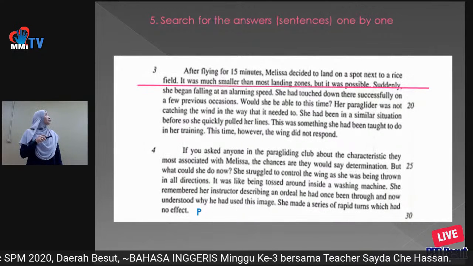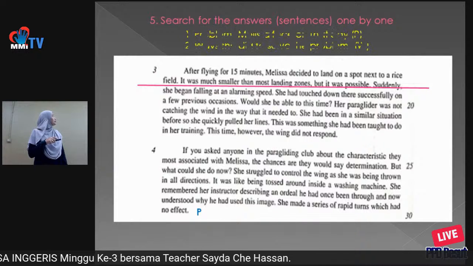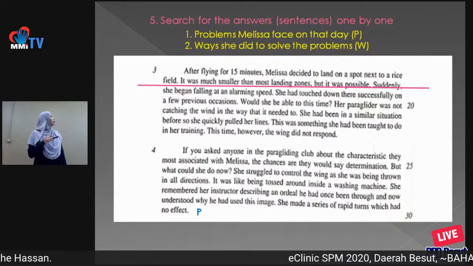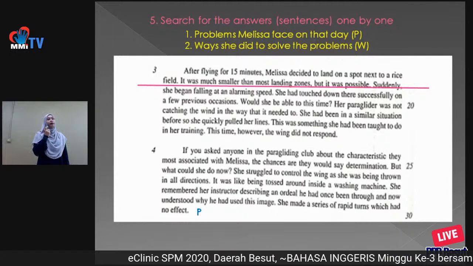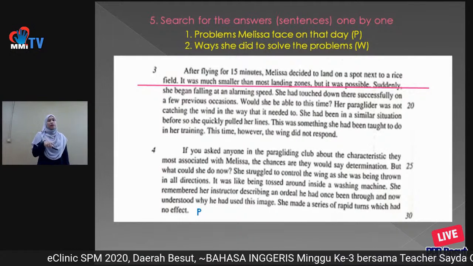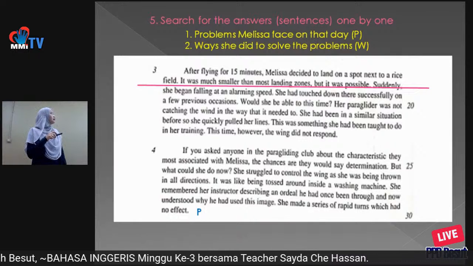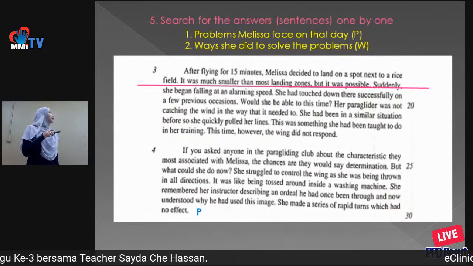Okay, 5, search the answers. You are going to go sentence by sentence. Our question just now is problem and then way. See, I write P for problem and W for ways. This is not compulsory, but when you do it like this, it looks clearer. So we want to find Melissa's problem and then what she did after that.